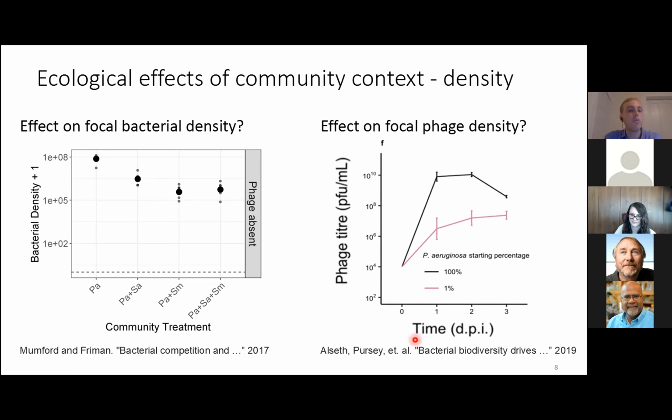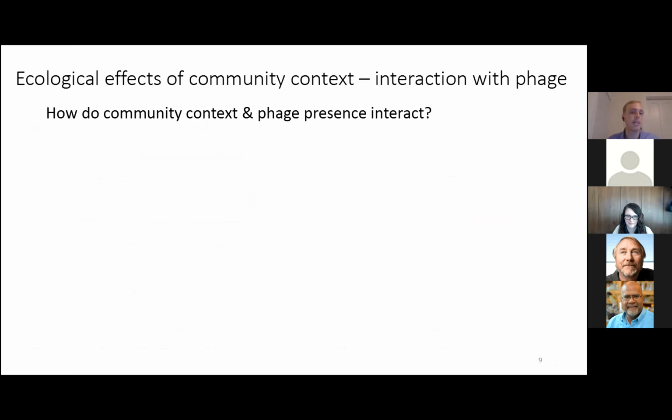So now, how about interactions? Ecological interactions between community context and phage presence, both simultaneously impacting the phage host. Well, it turns out that findings have actually really varied across studies and across systems. Some of the findings have included synergistic suppression by community context and phage presence, where each individually just suppresses the focal bacteria some, but together they actually drive the focal bacteria extinct.